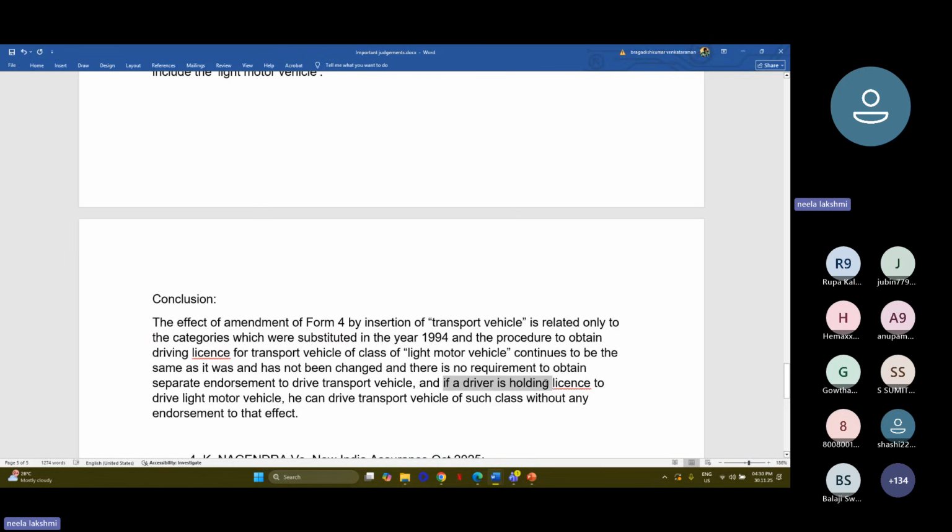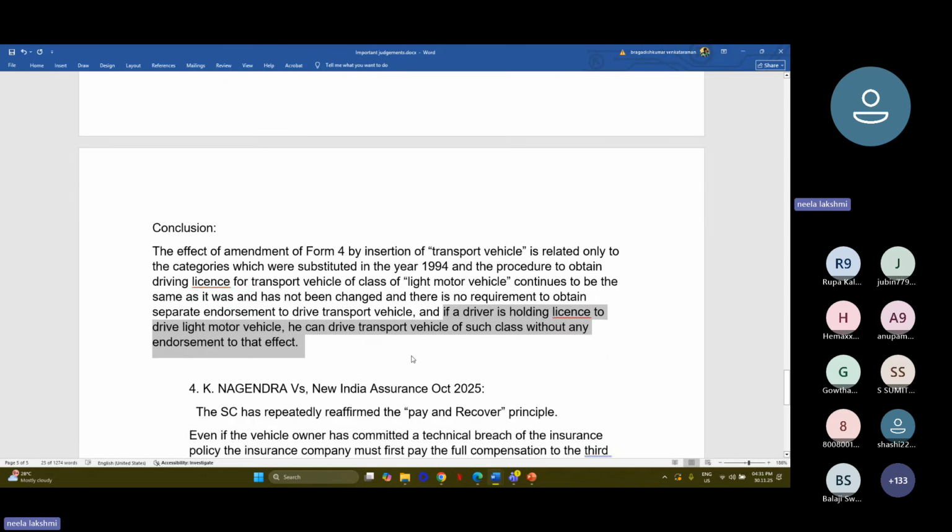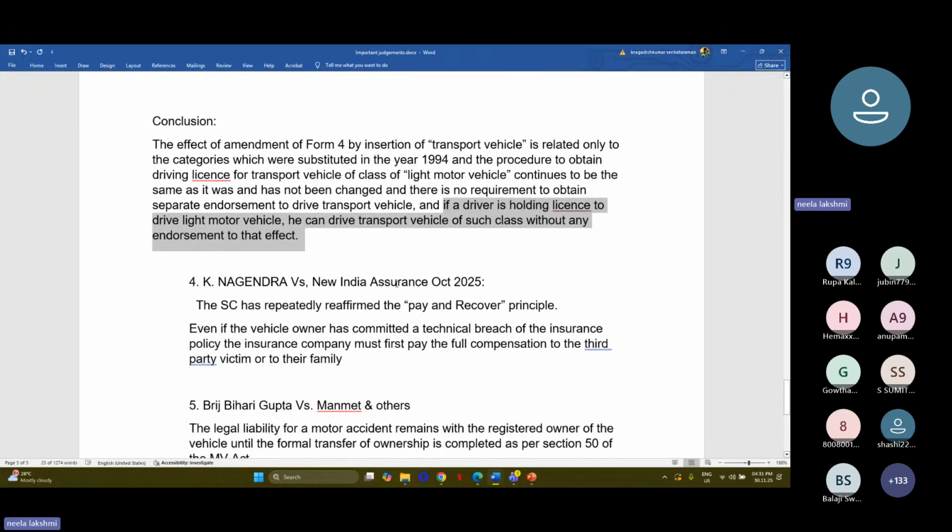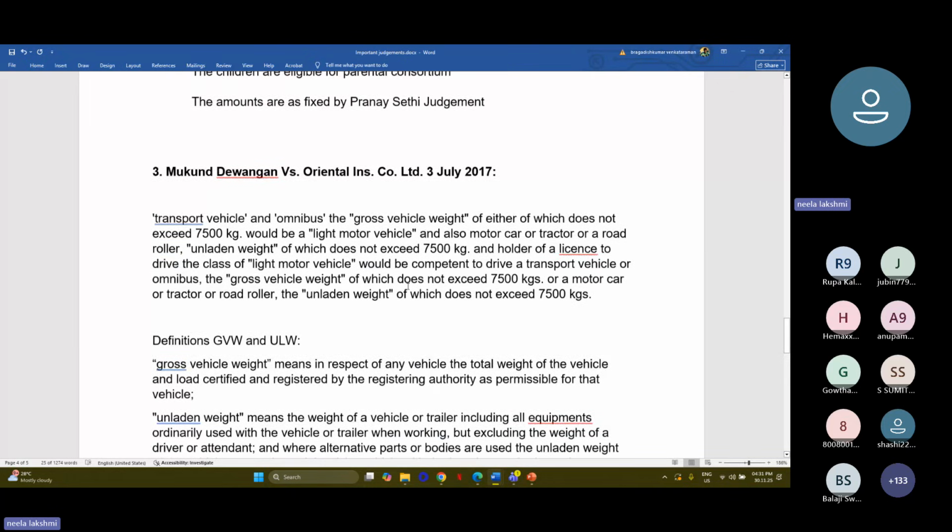A driver who is holding a license to drive a motor vehicle can drive a transport vehicle of such class without any endorsement to that effect, up to 7,500 kgs. If any transport vehicle is there, a driver holding a light motor vehicle license can drive the vehicle without any endorsement. That is the main point. This is also another very landmark, trend-setting judgment: Mugundevangan versus Oriental Insurance.